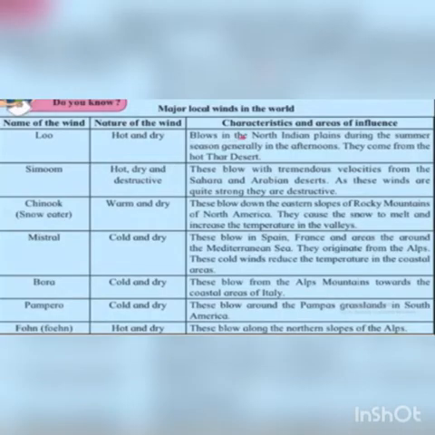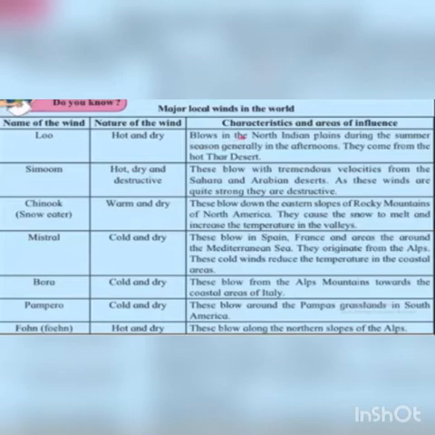Let us start with the first subtopic on page number 26. Do you know? Here the names of the local winds are given. First one is the Lu. Now let us see the nature. Its nature is hot and dry. Some of the characteristics of this wind are that it blows in the North Indian plain during the summer season, generally in the afternoons. They come from the hot Thar desert.